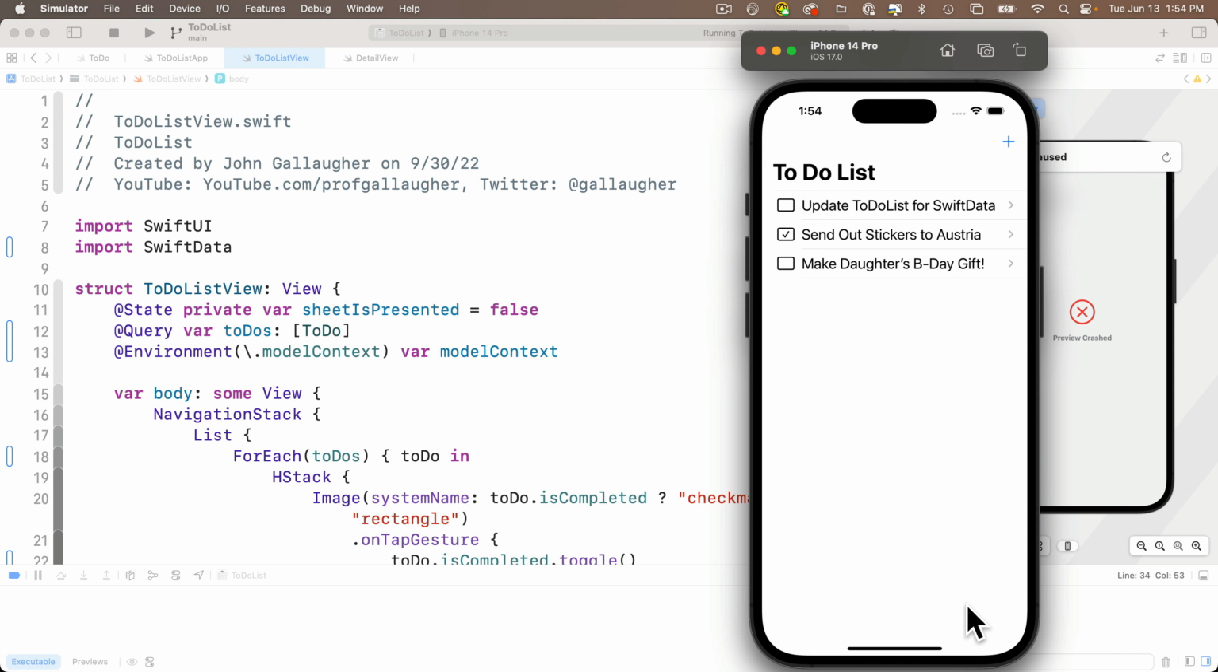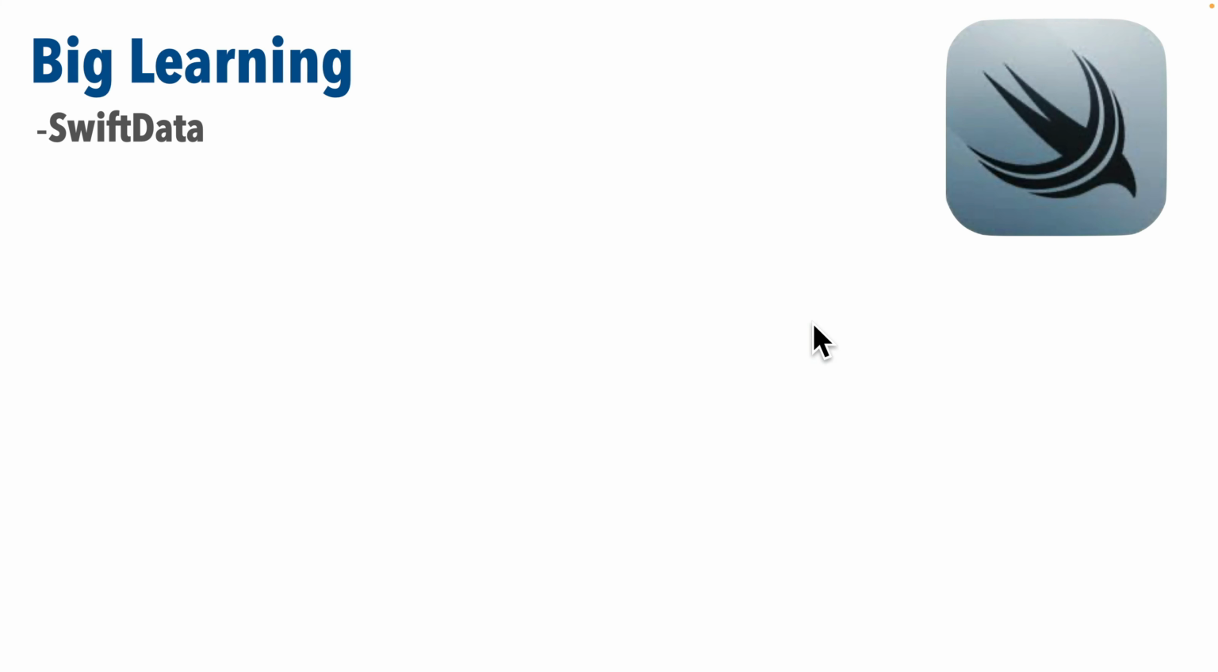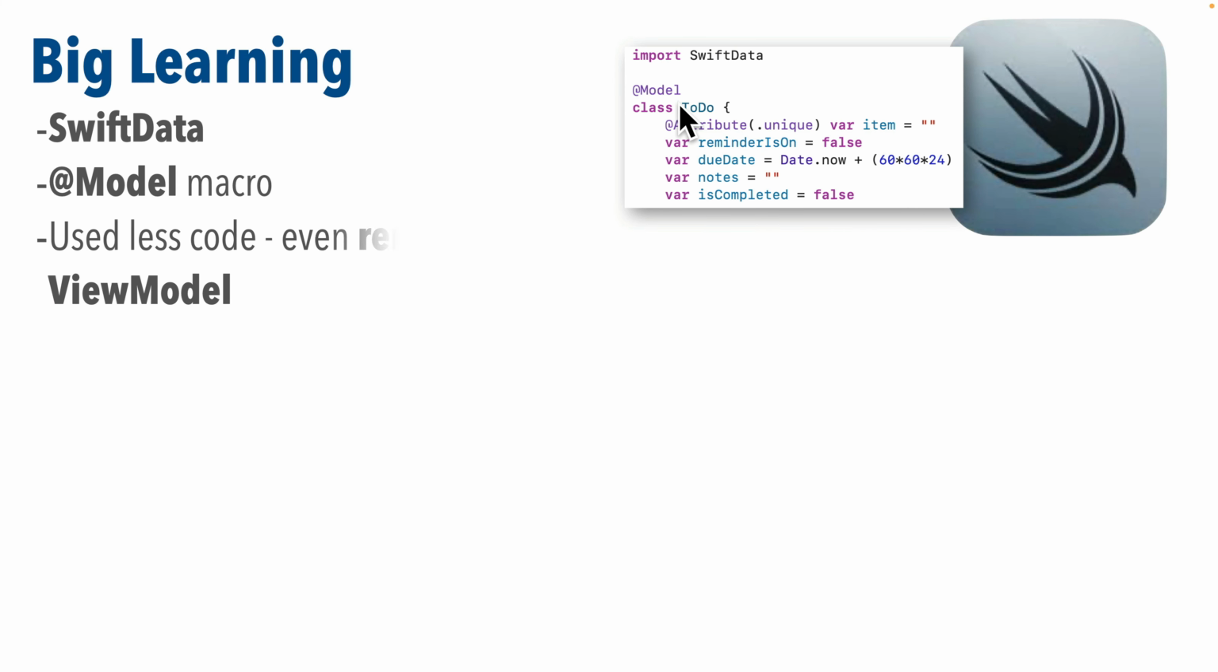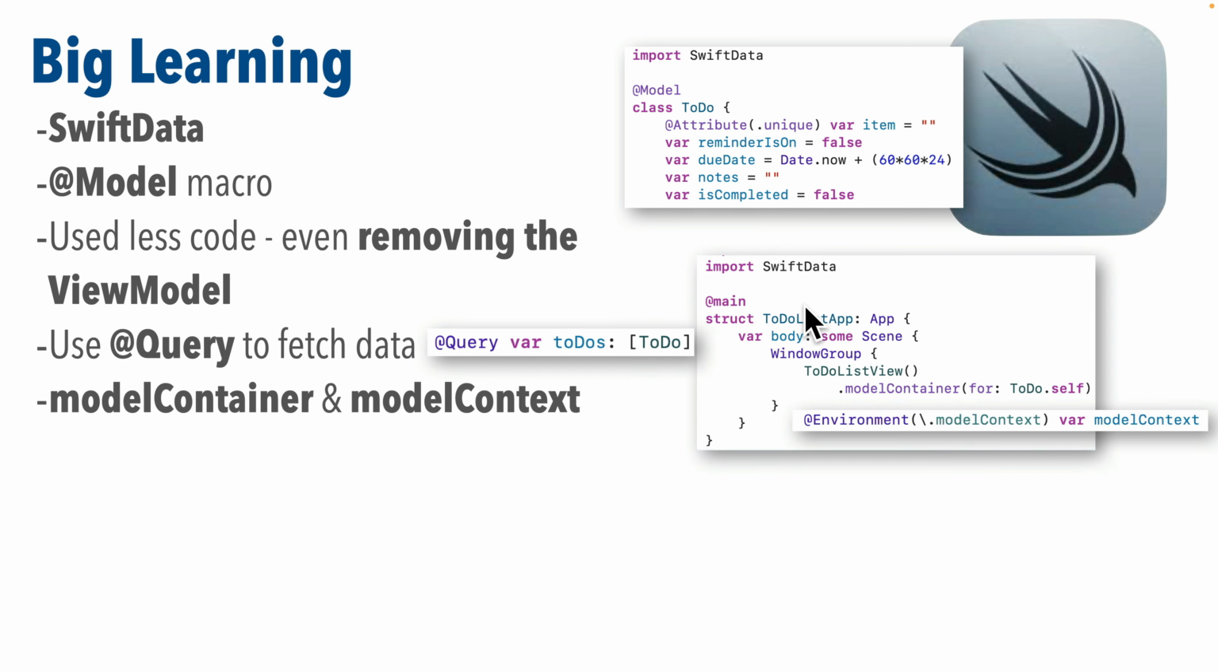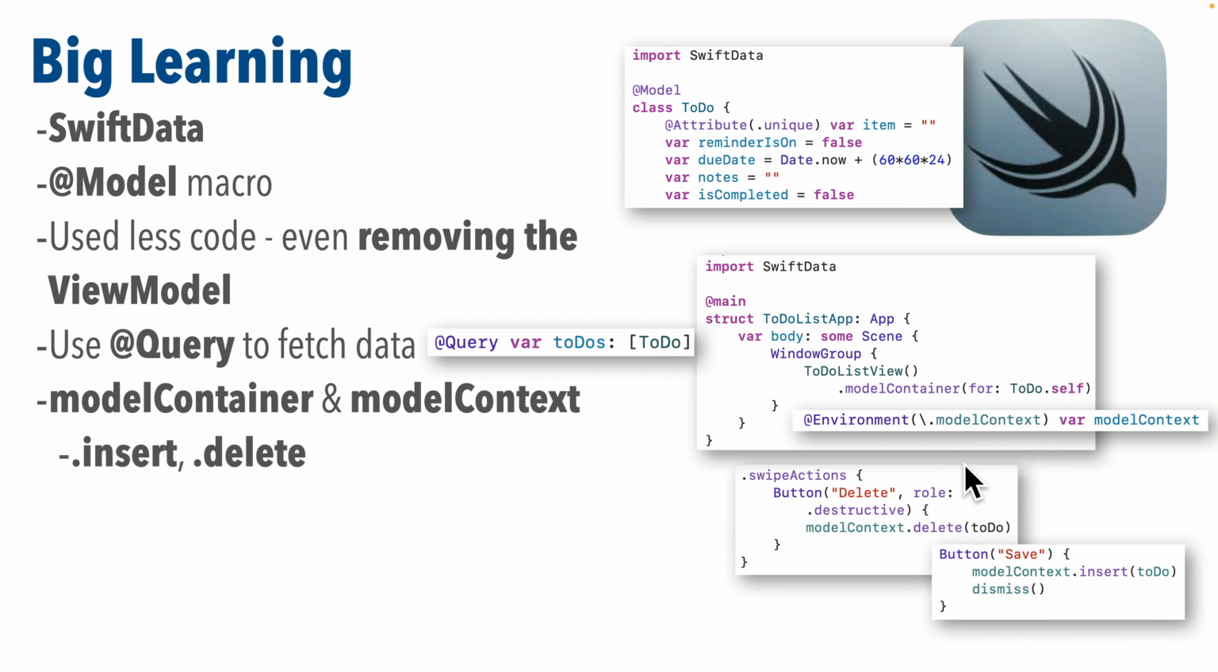Outstanding work! So we've learned a lot in this lesson. SwiftData, the model macro. We learned to use far less code to save data using SwiftData. We used the query property wrapper to fetch data. We learned about the model container and model context, and we used the insert and delete methods, and we learned how to work with simplified preview code.